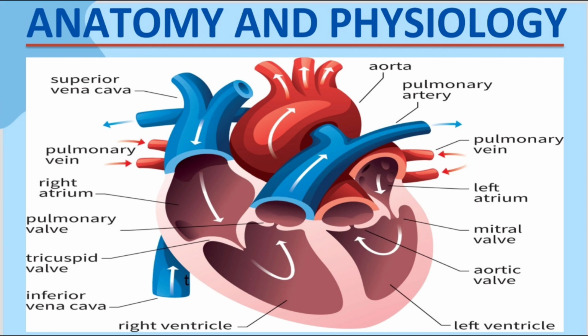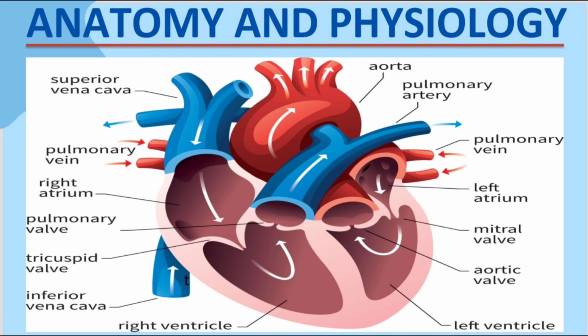The thickness of the wall of each chamber is different. The atrial myocardium is thinner than that of the ventricles, and the left ventricular wall is 2 to 3 times thicker than the right ventricular wall. The thickness of the left ventricle is necessary to generate the force needed to pump the blood into the systemic circulation. The right atrium receives venous blood from the inferior and superior vena cava and the coronary sinus.